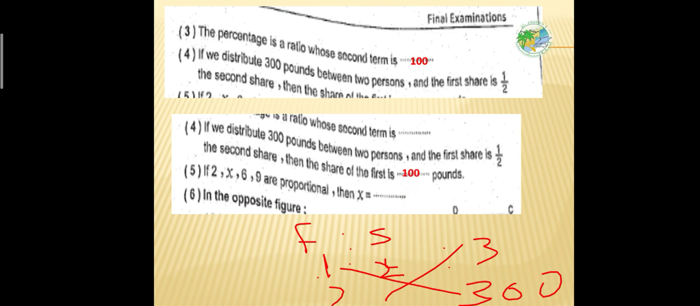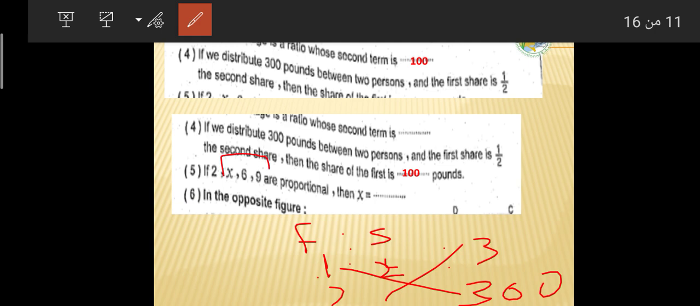Number 5, the proportion 2, x, 6, and 9 are proportional. Then x equal what? 2 to 9, 2 times 9 equal 18. Then which number times 6 equal 18? Of course 3. Or we can answer by writing in fraction form 2 over x equal 6 over 9. By cross multiplication we can find the x. Okay, fine.